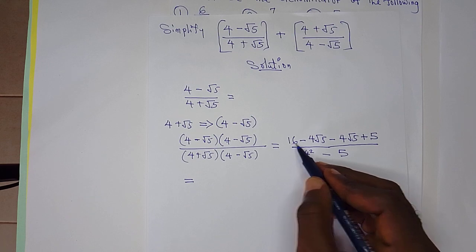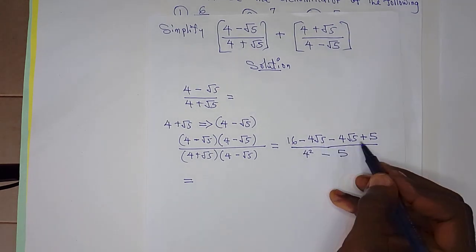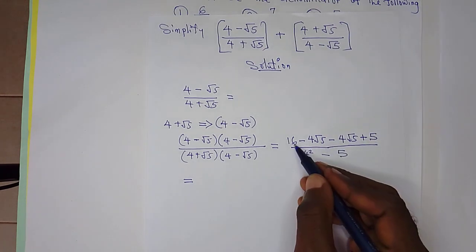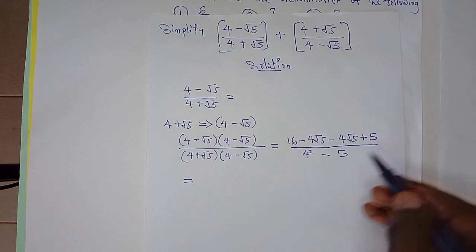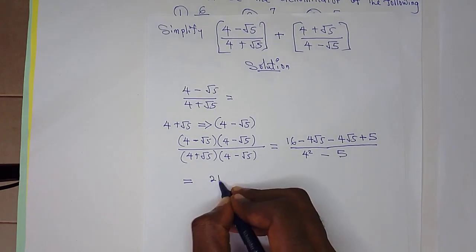So 16, collect like terms, bring those numbers that don't have root together. So 16 plus 5. 16 does not have root, 5 does not have root, so we bring them together. 16 plus 5, that's going to give us 21.